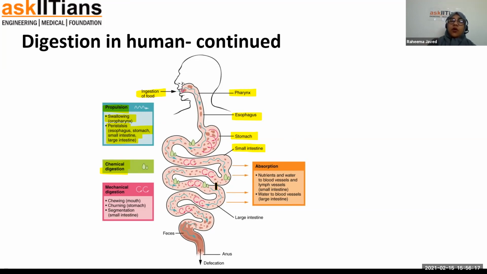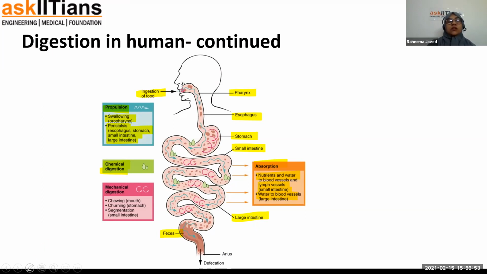And after everything is digested, the absorption process starts. In the absorption process, the nutrients and water are absorbed into the blood vessels and the lymph vessels in the small intestine only, and only water is absorbed in the large intestine, nothing else. So the large intestine basically doesn't have much work to perform except absorption of water. And finally, the feces reach the anus, where the process of defecation occurs.